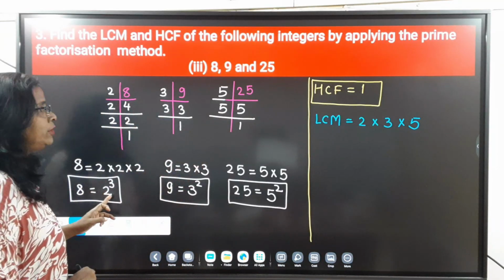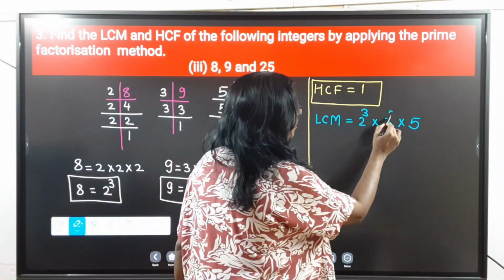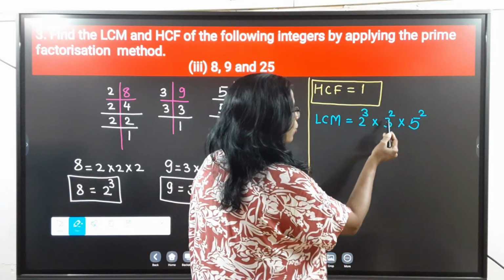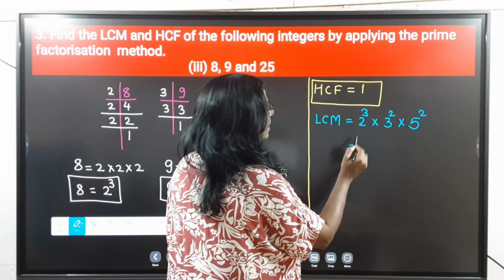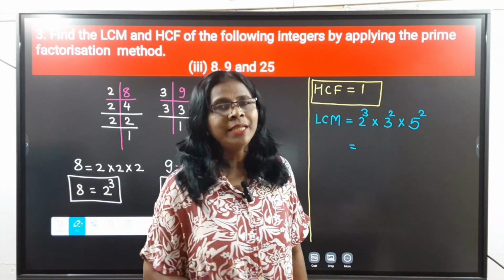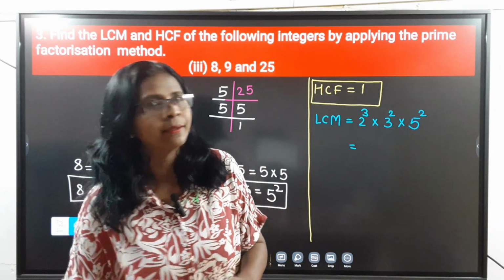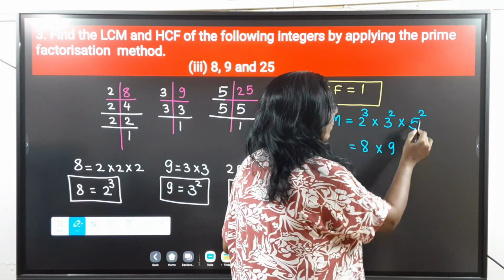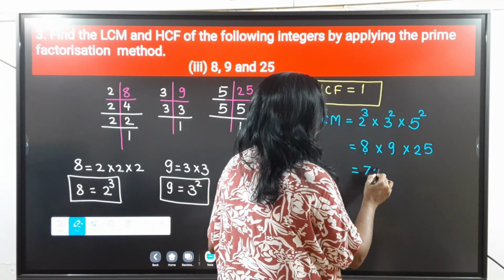So the greatest power of 2 is 3, greatest power of 3 is 2 and the greatest power of 5 is 2. So that means here I write down cube of 2, square of 3, multiply square of 5. That means 2 raised to 3, cube of 2. So 2 2s are 4, 4 2s are 8. So I write down here 8, and then square of 3, that is 9, and the square of 5, that means here 25.